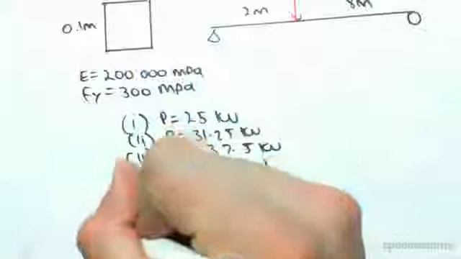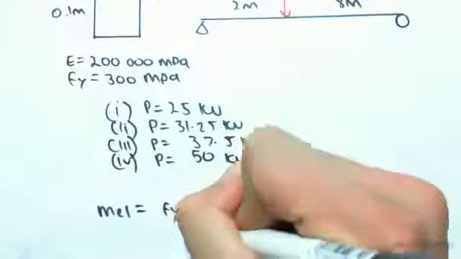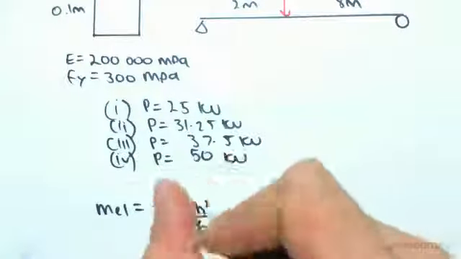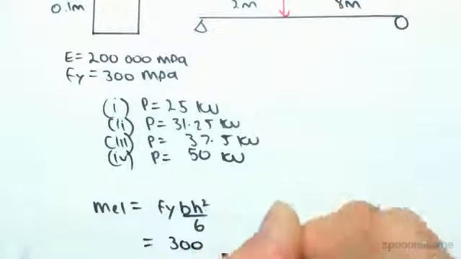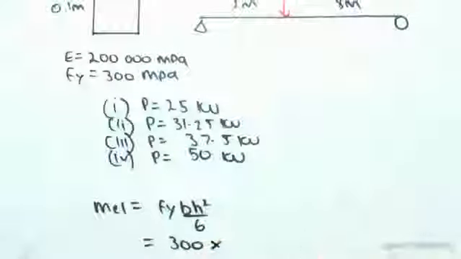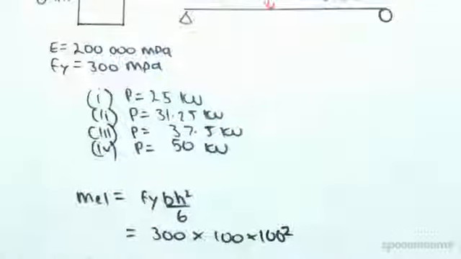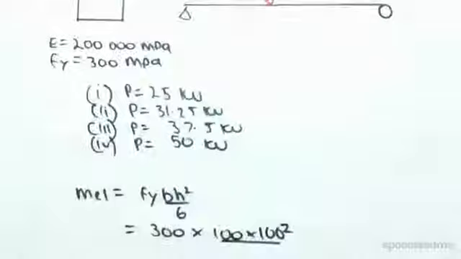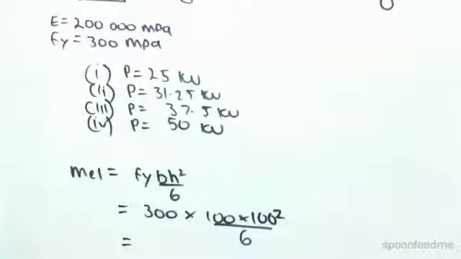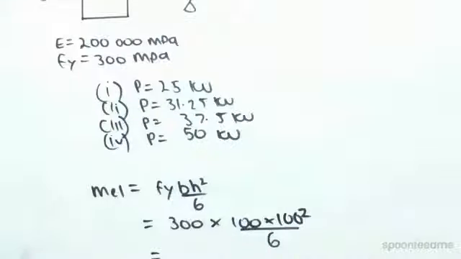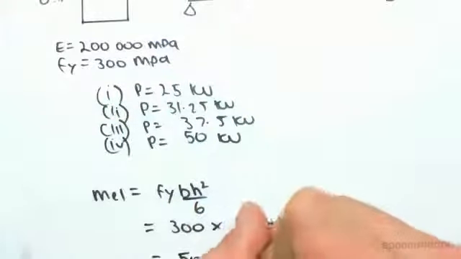So we saw from the previous video that MEL, which is the elastic limit, is Fy BH squared on 6. So if we were to work this out, I'm going to do this in Newton millimeters and then convert it to kilonewton meters. So 300 MPa is in newtons per millimeter squared times by 0.1 meters, which is 100 mm by 100 mm squared on top of 6. If you were to work that out, you would get 100 cubed divided by 6 times 300. You'd get 50 million divided by 10 to the 6 would be 50 kilonewton meters.